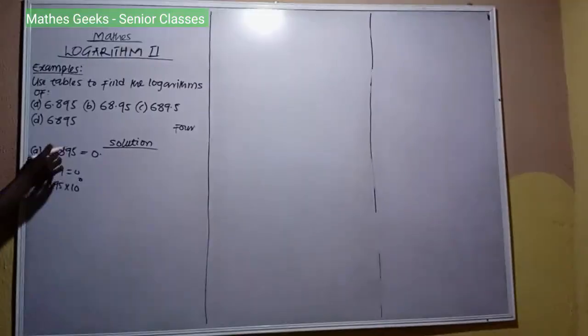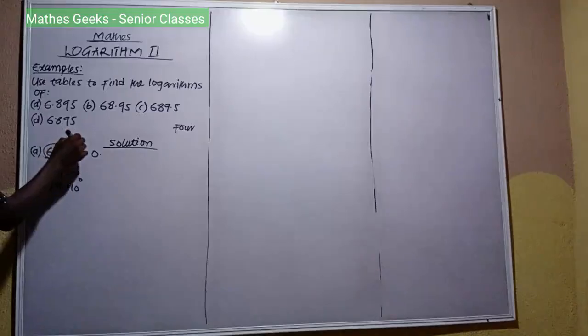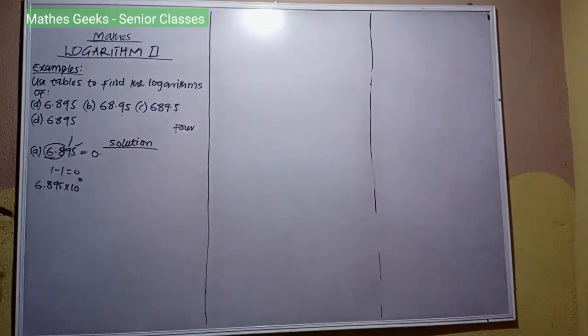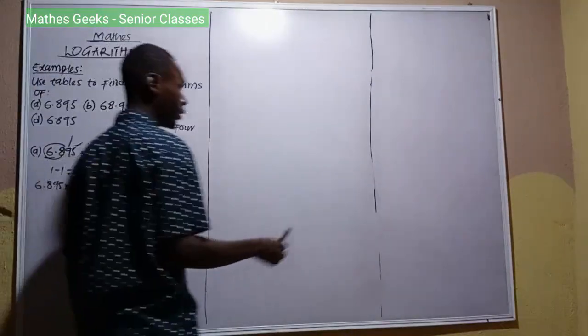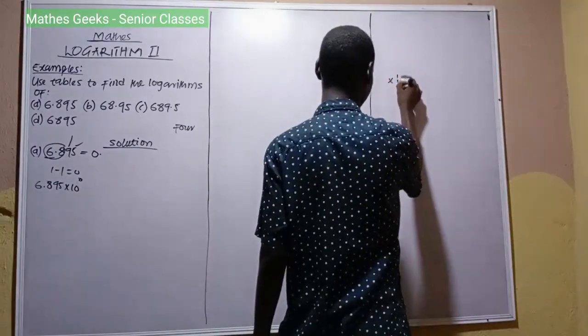So because of that, when we are looking up this value in a 4-figure table, we're going to pick the first two, and then under this third number, the difference will be this fourth number. So in a 4-figure table, we have something like this. We have x like this.